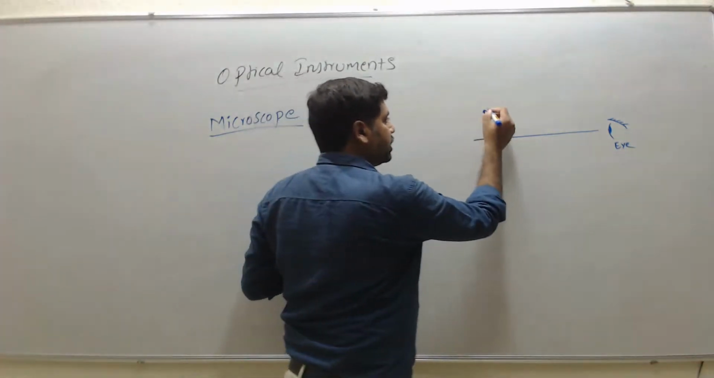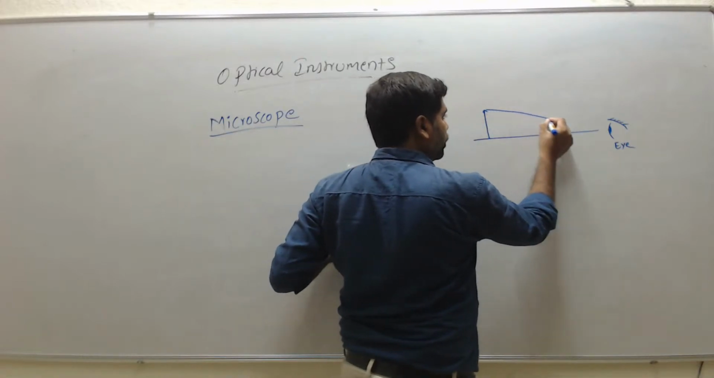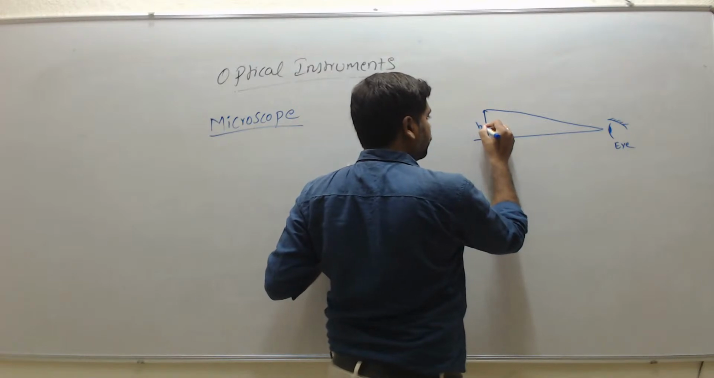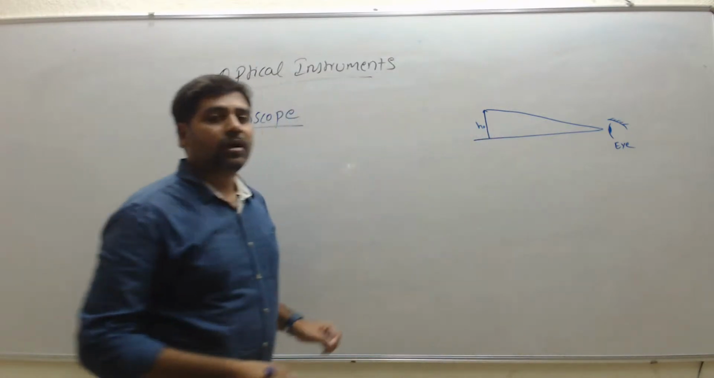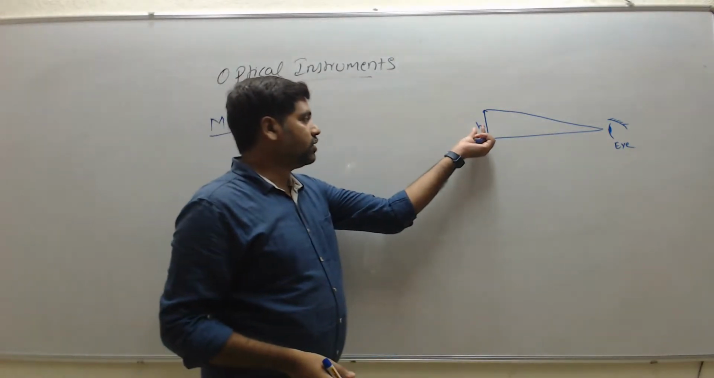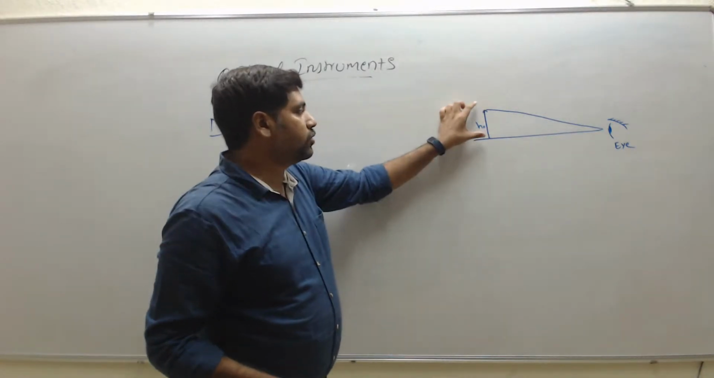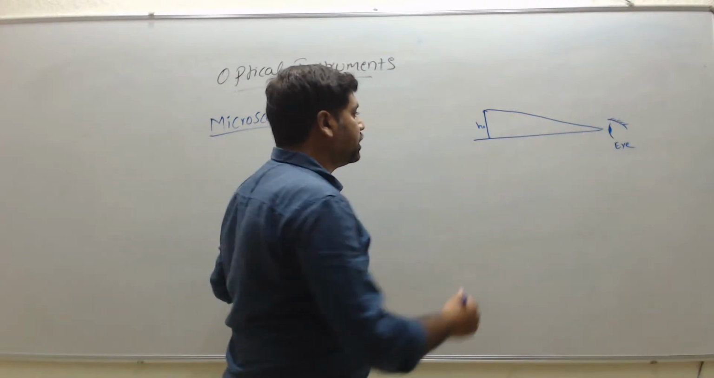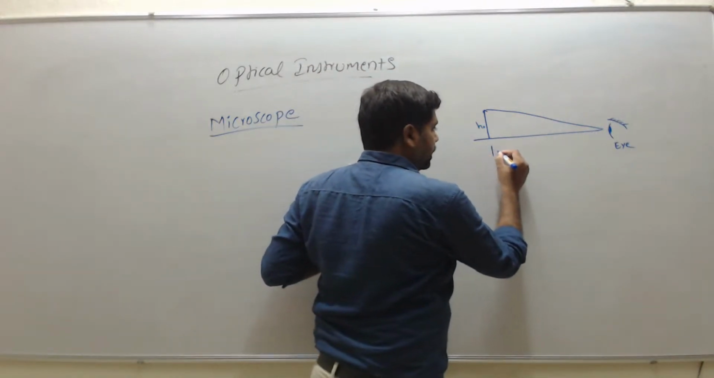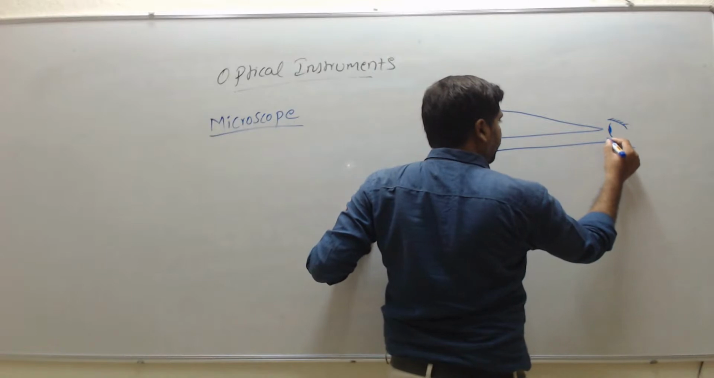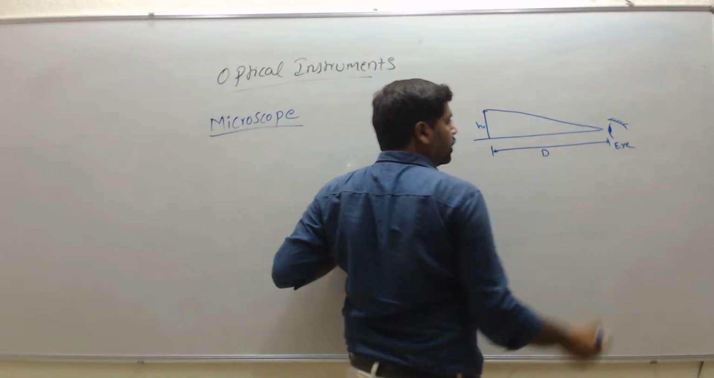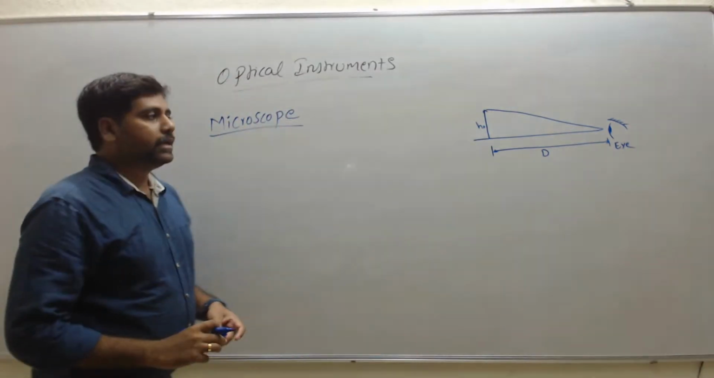From here he can see the object clearly without any strain. The height of the object we take as HO. So this is the height of the object, and this object can be seen by the observer without any strain. Then the object is at a distance D from the eye, that is the least distance of distinct vision, D.